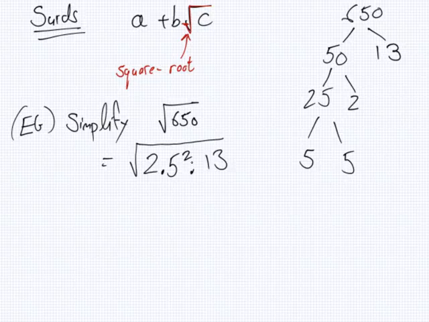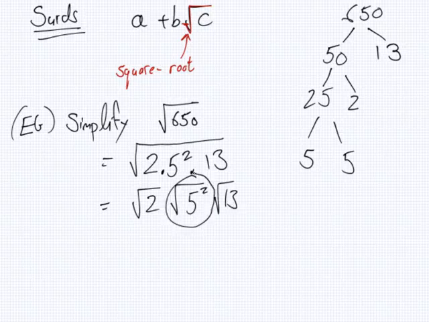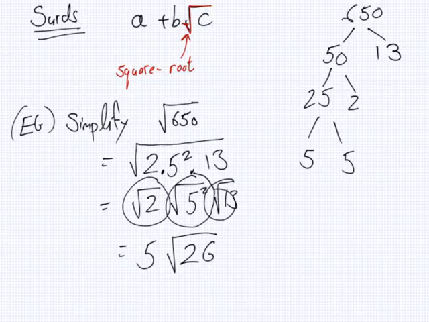So you care about the squares here because for square root you're allowed to split. Root 2, root 5 squared, root 13. This one can be simplified. It's 5. And I can put these two back together again. It'd be root 26. So 5 root 26 is the answer here. It's as simple as I can make it.